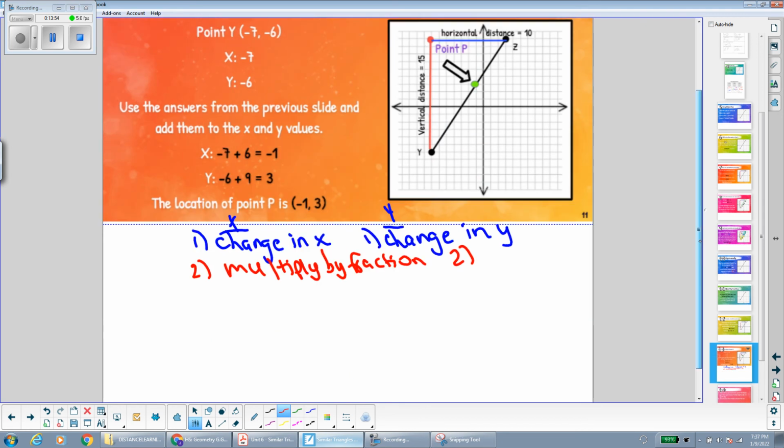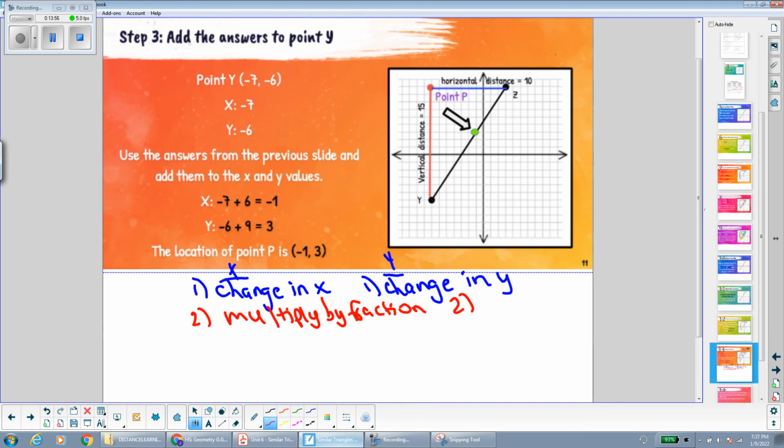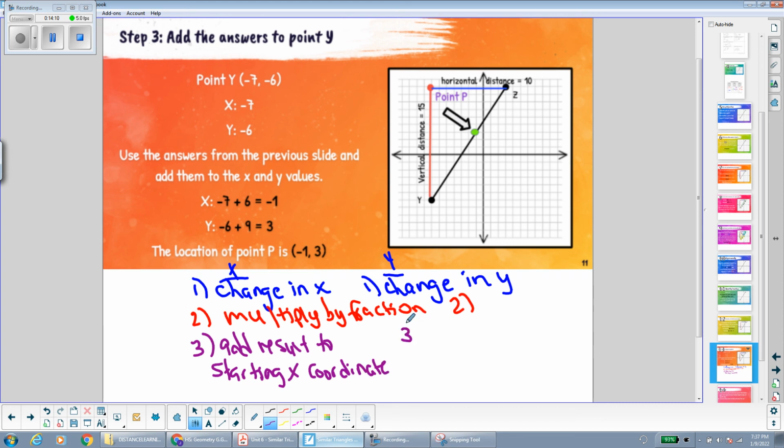And then finally, add result to starting x coordinate. That means the x coordinate of the endpoint you are starting at. And for the y coordinates, you're going to add the result that you found in the previous step to the starting y coordinate. And those are exactly the steps that we talked about in class.